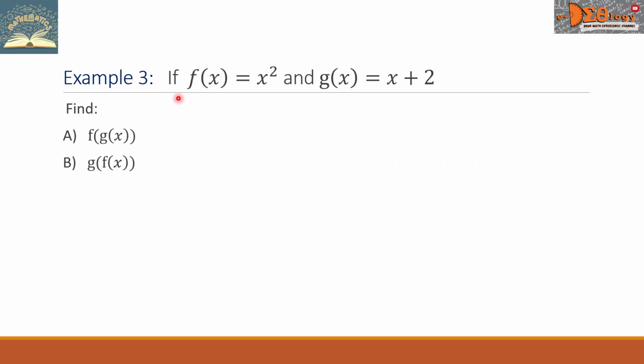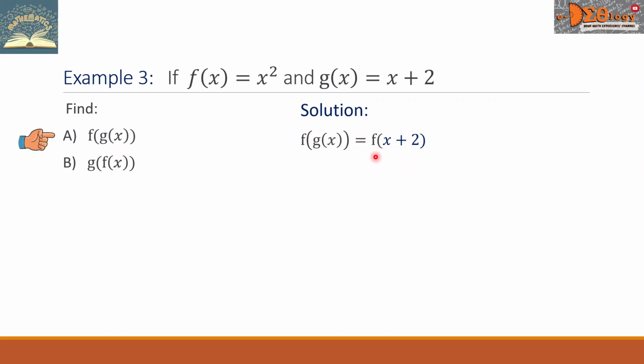Example 3. If f of x equals x squared and g of x equals x plus 2, find A, f of g of x, B, g of f of x. Let's begin with problem A. Let's write the problem here. Then let us evaluate. We substitute the value of g of x inside this grouping symbol. Our g of x is x plus 2. So we replace the g of x by x plus 2. Now we have f of x plus 2.